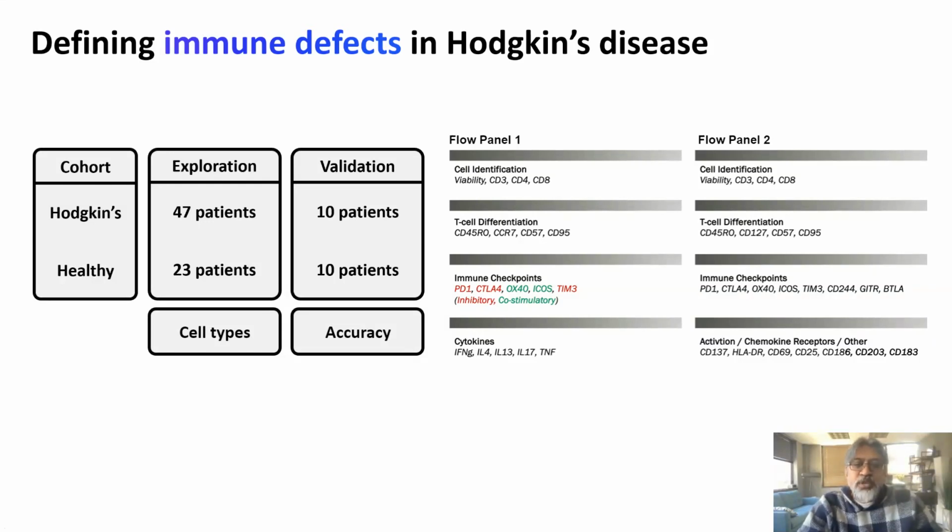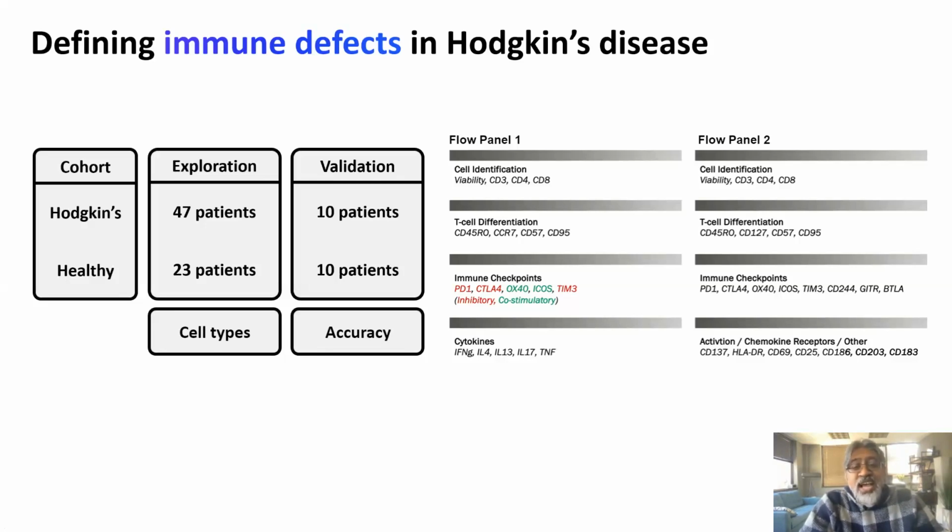We had 2 flow cytometry panels. The first panel looked at just identifying T cells by their CD3, CD4, and CD8 expression. And then we could look at T cell differentiation using CD45RO, CCR7, CD57, and CD95. And then together with those markers, we could look at the immune checkpoints, PD1, CTLA4, OX40, ICOS, and TIM3. Some of these immune checkpoints are ones that inhibit or suppress immune responses. They're markers of exhaustion like PD1 and CTLA4. And others actually amp up T cell responses like OX40 and ICOS.